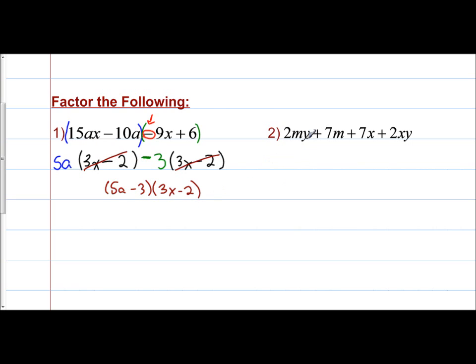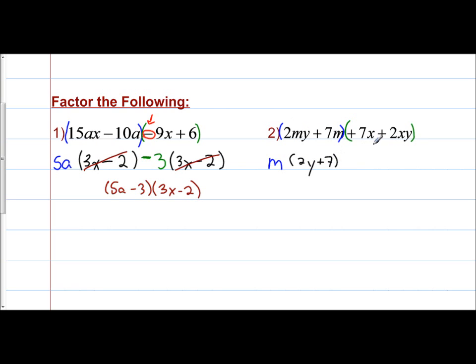We can look at the second example, 2my plus 7m plus 7x plus 2xy. I take a look, I have an m and an m, I have an x and an x, so I can try pairing together this way. And I'll try pairing the last set of two together. I can factor out of here an m, and my parentheses would be 2y plus 7.